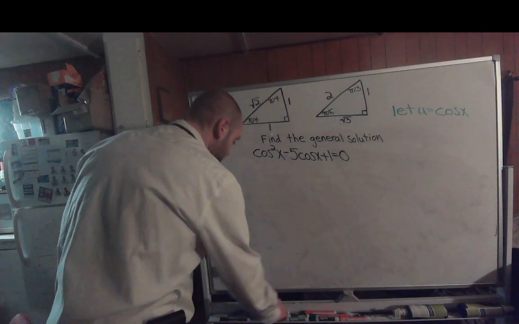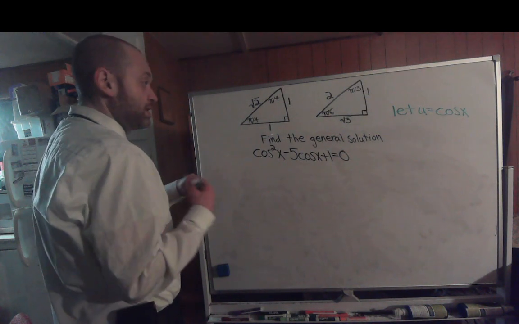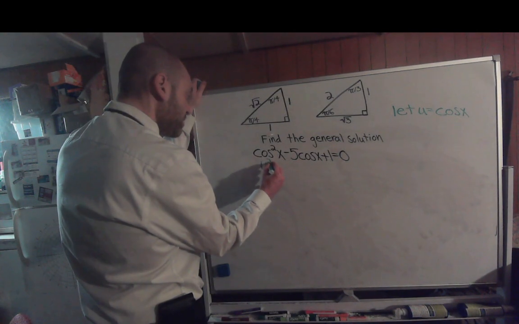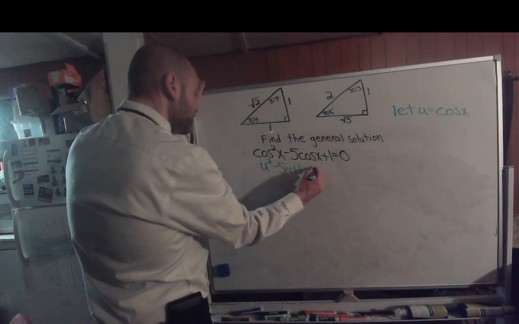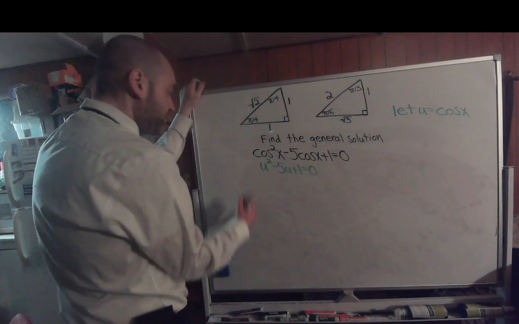We're gonna have to use the quadratic formula. So this could turn temporarily into u squared minus 5u plus 1 equals 0. Now let's apply the quadratic formula.